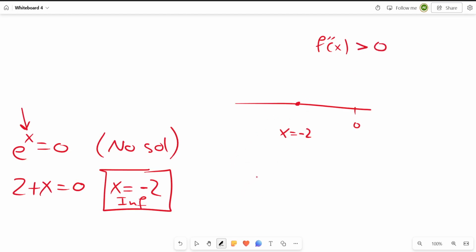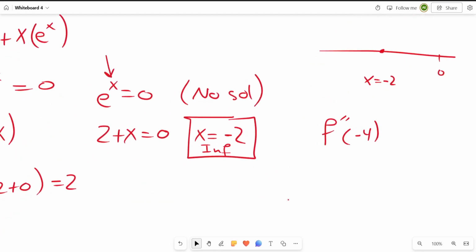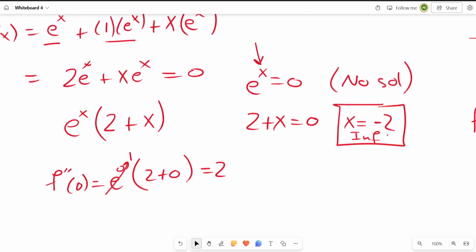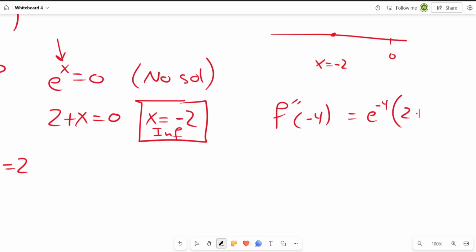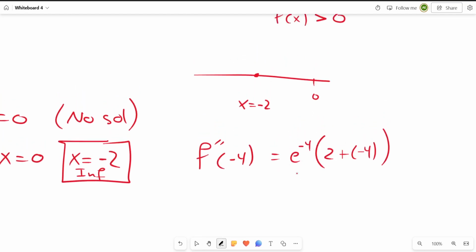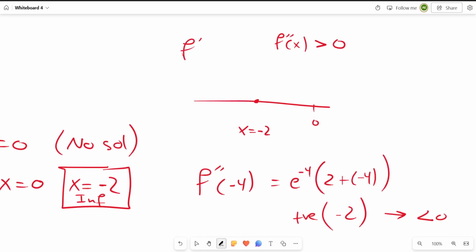Let's test a negative answer. Let's say x is -4. So f double dash of -4 is going to equal e power -4 times 2 plus -4. I know that e power anything is always a positive number. So here that's a positive number multiplying 2 minus 4, which is -2. So -2 times a positive number is going to give me an answer that is less than 0. So I know in this interval f double dash of x is less than 0. So here is the interval where it's concave down. Here is the interval where it's concave up.